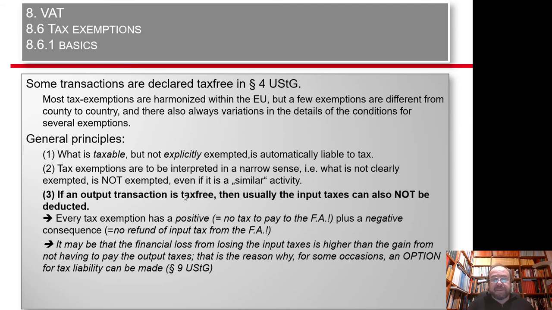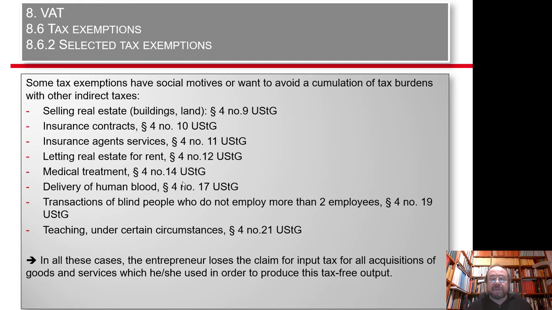Then the awkward principle, which I already named a few minutes before. If an output transaction is tax-free, then usually the input taxes are lost, which you paid for the goods and services which you needed to produce that output. So tax exemptions have positive and negative consequences. Sometimes people want to avoid a tax exemption for that reason, and it might be that you get granted an option to opt out of a tax exemption and into tax liability.